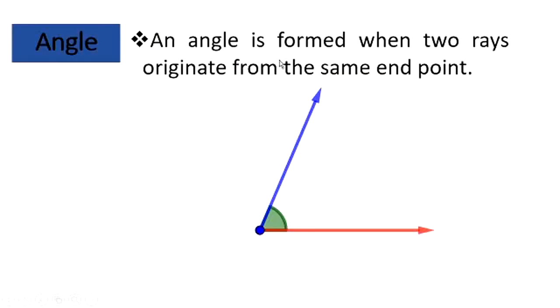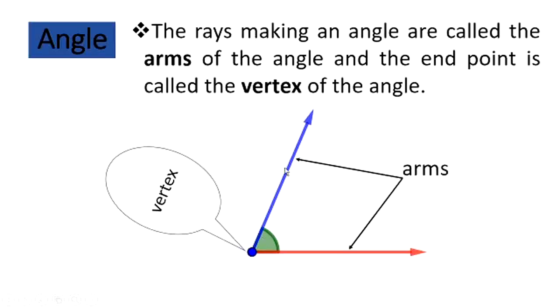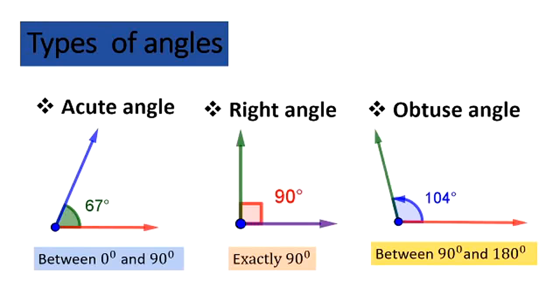Angle. An angle is formed when two rays originate from one endpoint, from the same endpoint. Here the two rays forming an angle are called arms of the angle, and the common vertex, the common point where the two rays originate, is called the vertex of the given angle.